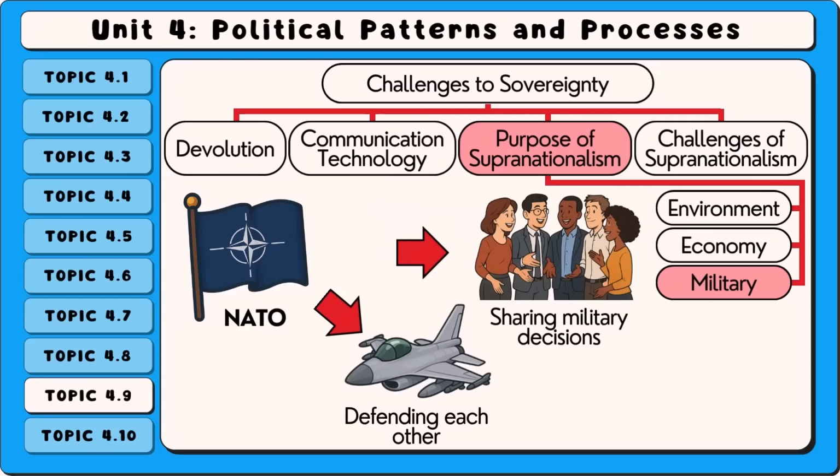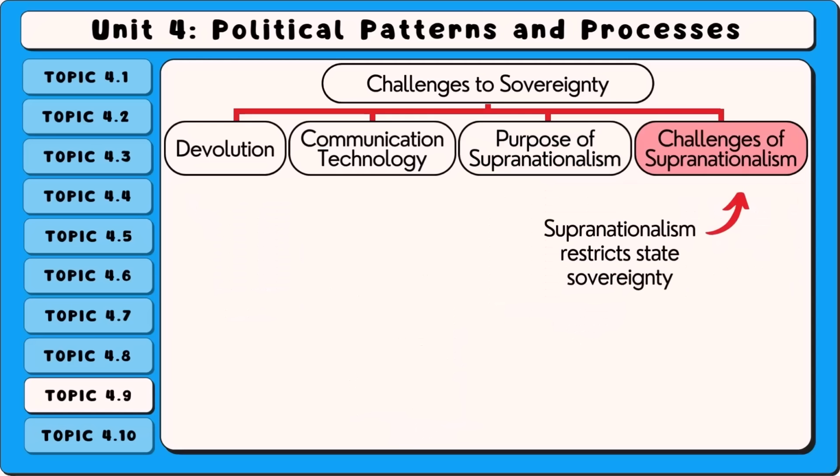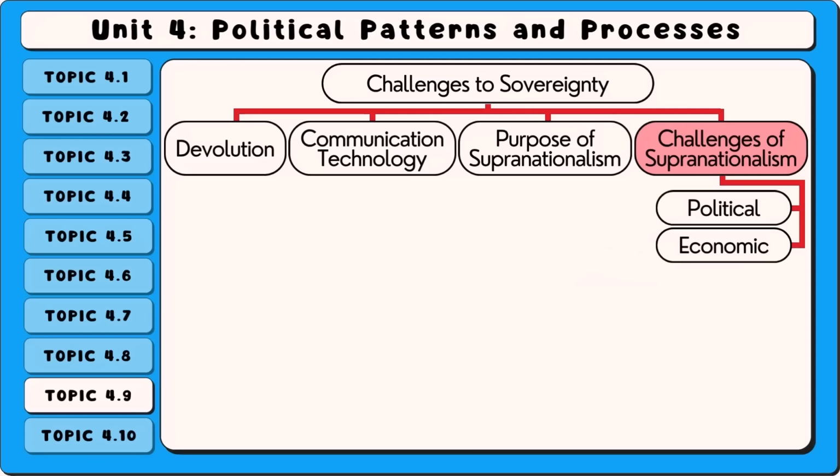If one member is attacked, all others are expected to respond. While supranationalism can help solve significant geopolitical problems, it can also challenge state sovereignty. In this section, we'll explore 2 key challenges to state sovereignty: political constraints and economic constraints.